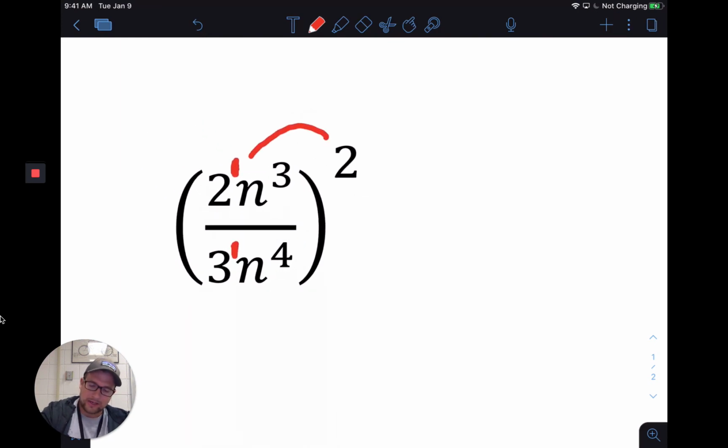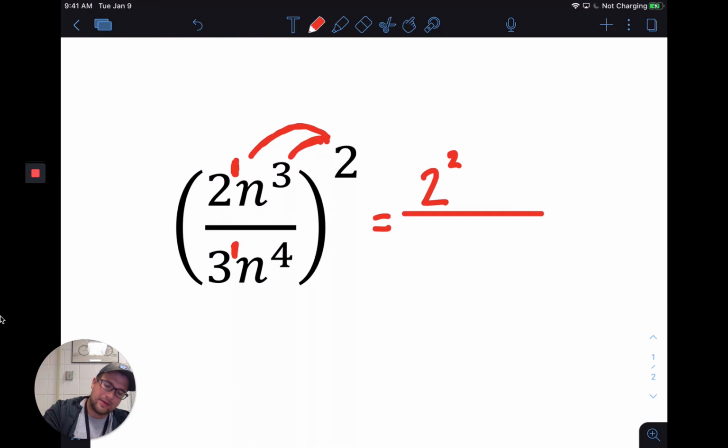So when I multiply 2 times 1, remember our base is not going to change. So I'm still going to have a base of 2, but now I'm going to have 2 raised to the 2nd power. When I multiply 2 times 3, the base won't change, but the exponent is now going to be a 6. Moving along to the denominator, 2 times 1 is going to be a 2 again, so I'm going to have 3 to the 2nd power. And 2 times 4 is going to give us 8, so I'm going to have n to the 8th power.